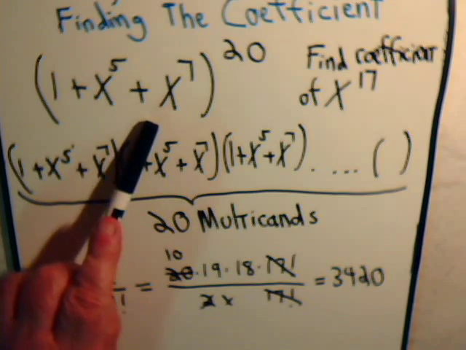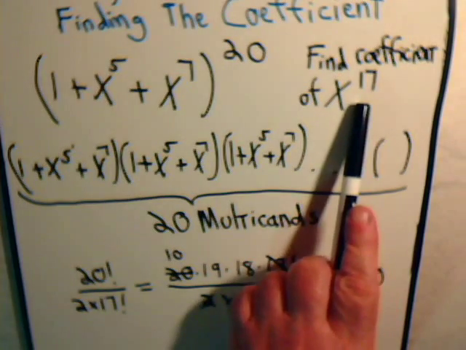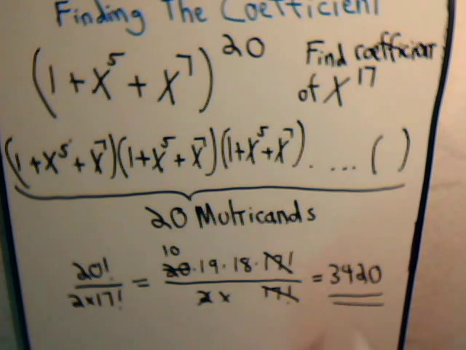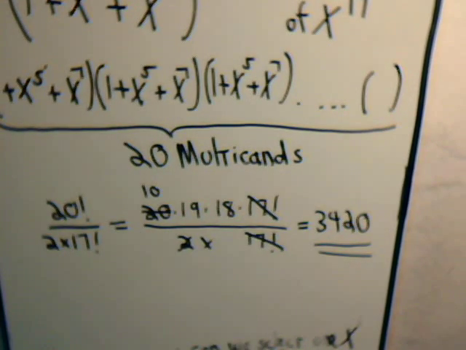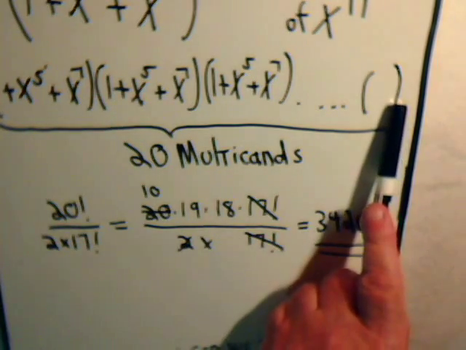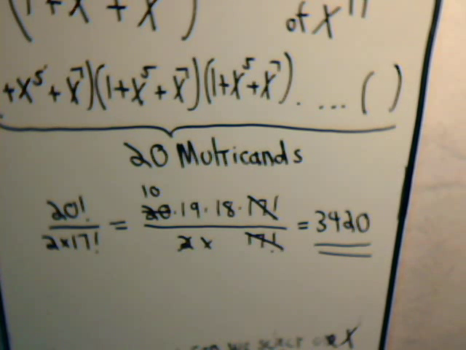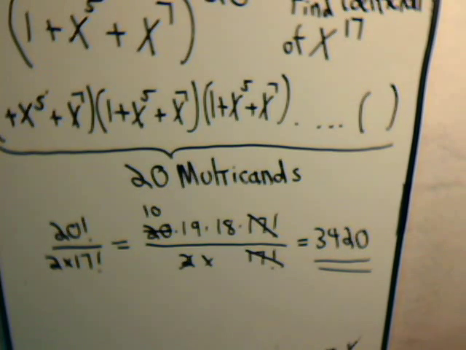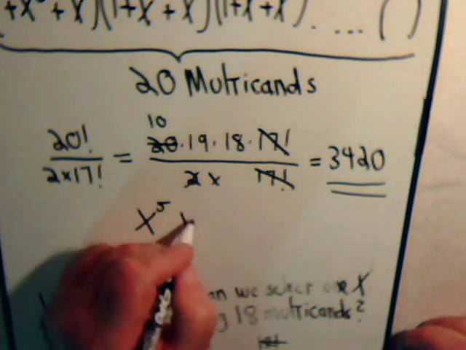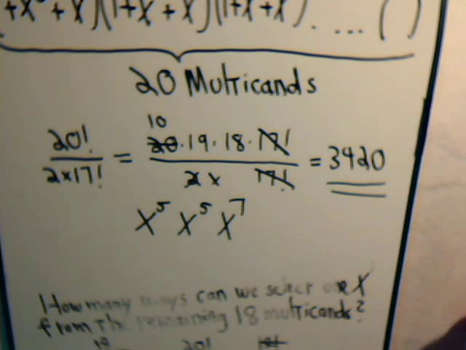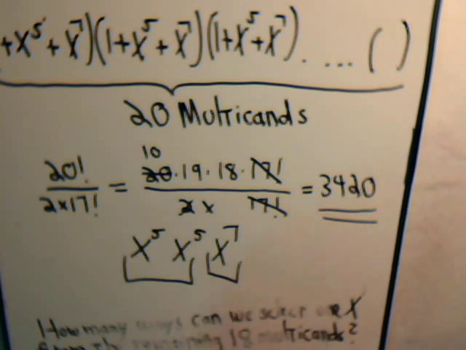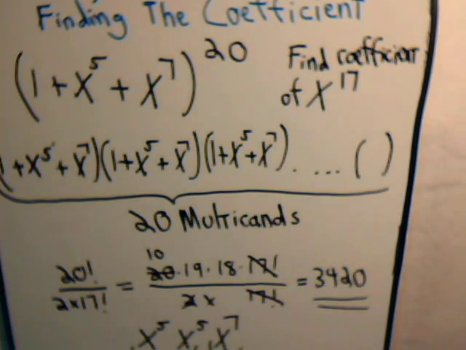So from this expression here, 1 plus x to the 5th plus x to the 7th raised to the 20th, the coefficient of x to the 17th will be 3,420. And again, what we were considering is we're multiplying 20 of these together, and we realize that to get x to the 17th, we have to have x to the 5th times x to the 5th times x to the 7th, and that's the only way we can get x to the 17th. So then we asked ourselves, how many ways can we do this, and how many ways can we do this, multiply them together, and that's the total number of ways that we can do this selection, and that number comes out to be 3,420, and so that's our coefficient here for x to the 17th.